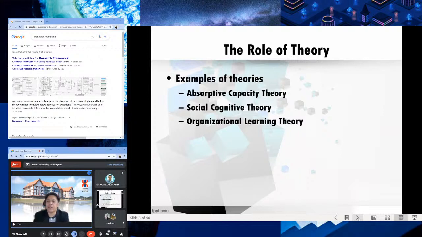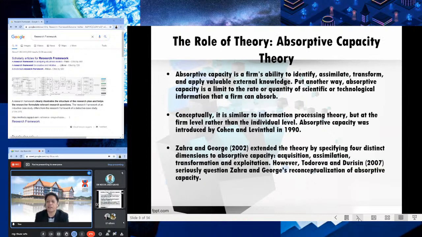Okay, for example of the theory: absorptive capacity theory, social cognitive theory, and organizational learning theory. So what are the differences between these three theories? The first one, absorptive capacity theory, is about the ability to identify, assimilate, transform, and apply valuable external knowledge. We look at absorptive capacity on quantitative or scientific, either technological information, and the ability to identify, assimilate this, and transform the theory.